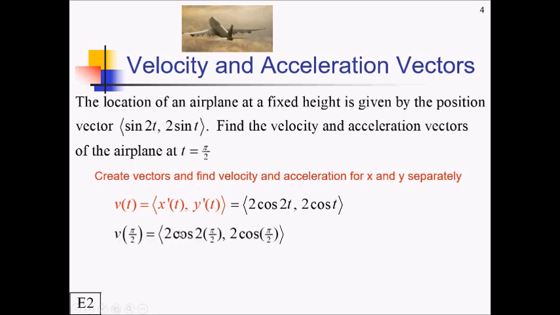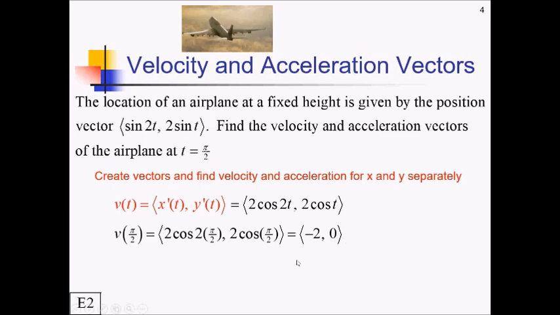So that's going to be 2 times the cosine of 2 times pi over 2. 2 cosine of pi, basically. Cosine of pi is -1, so this is -2 for that first component. And then over here, cosine of pi over 2 is just 0, so 2 times that is still 0. So this is giving us our velocity vector. So this is telling us at time pi over 2, we're moving a little bit left and moving nothing forward and back or up and down, whatever you want to use for that y coordinate.